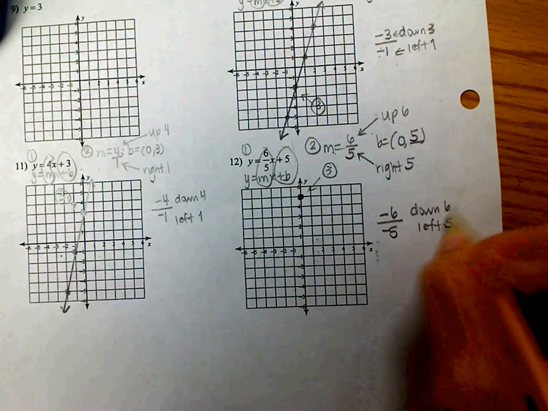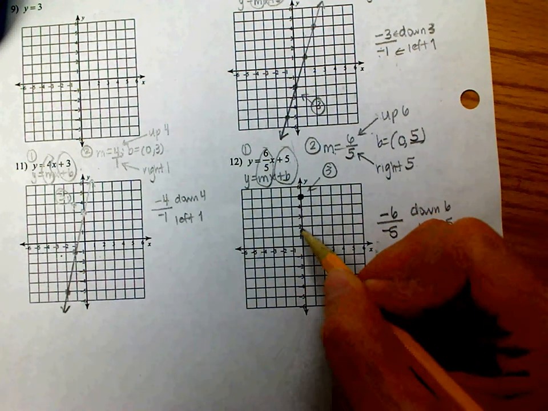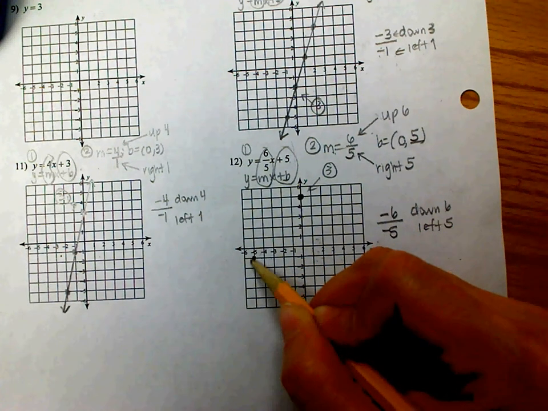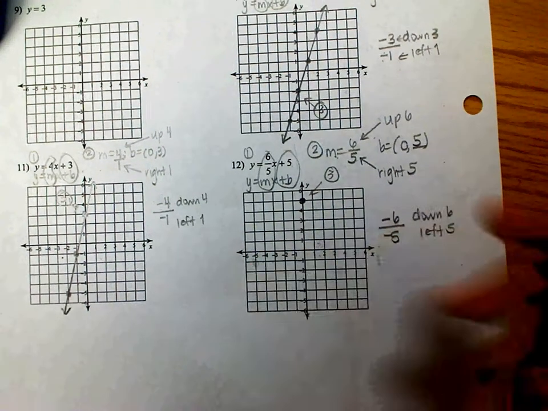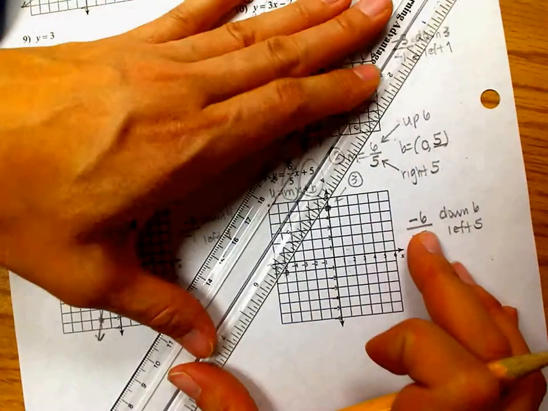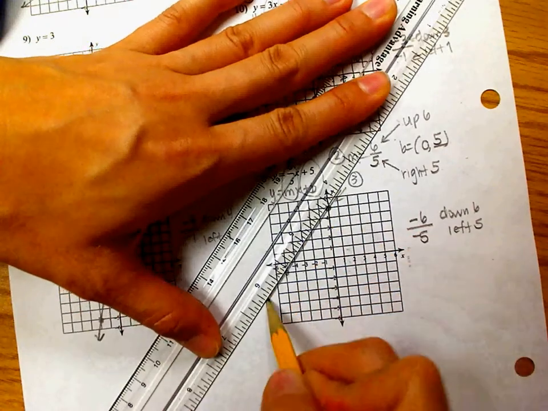Alright, so let's do that. 1, 2, 3, 4, 5, 6, and then left 5. 1, 2, 3, 4, 5. And actually, that's all I have room for, guys. So, that was easy. Take my ruler, and graph the line. There we go. And that is done.